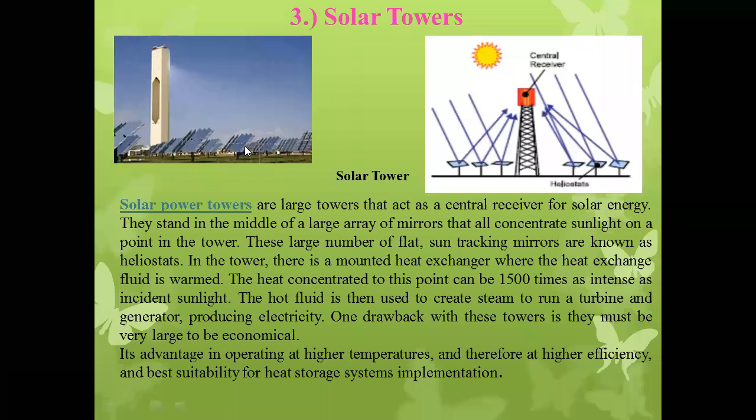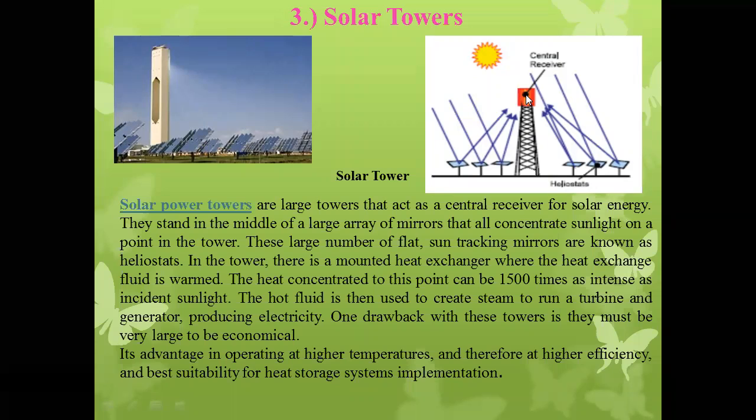So remember this point. In the case of solar towers, a type of solar thermal power plant, the reflecting mirrors are known as heliostats. In the tower, there is a mounted heat exchanger where the heat exchange fluid is warmed. See over here in this another picture, these are the heliostats. After reflection, the total radiation gets concentrated at the central heat exchanger chamber mounted at the tower.